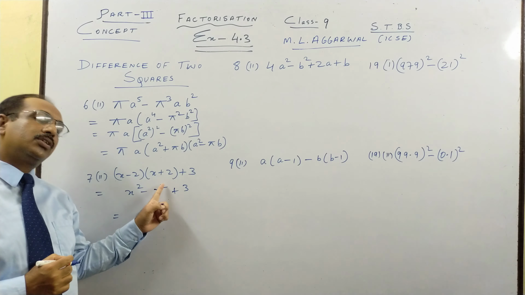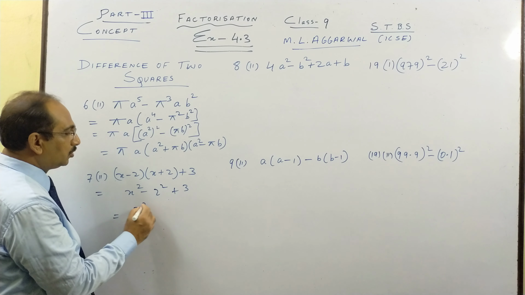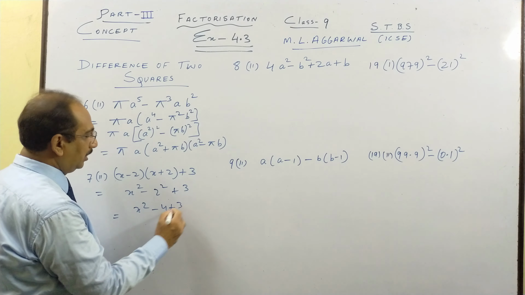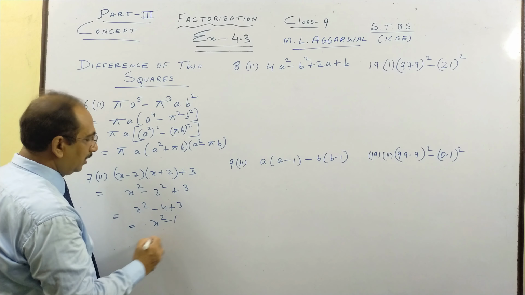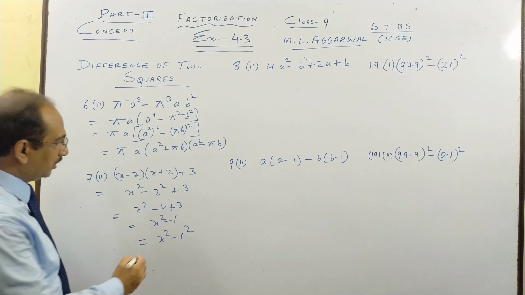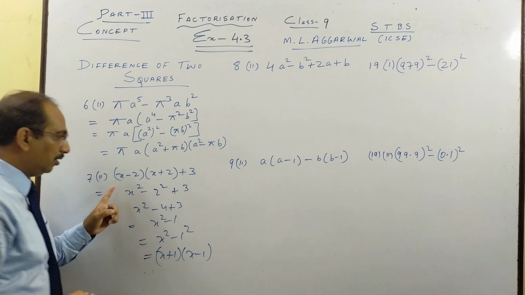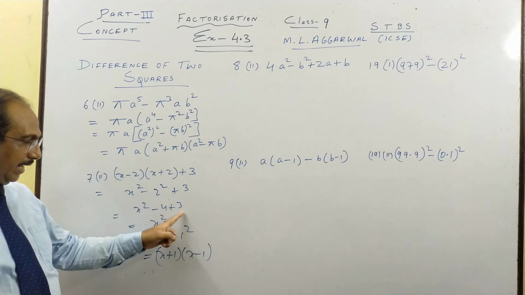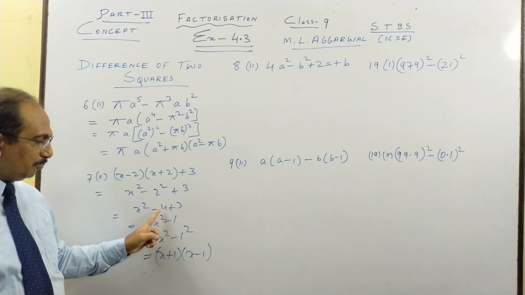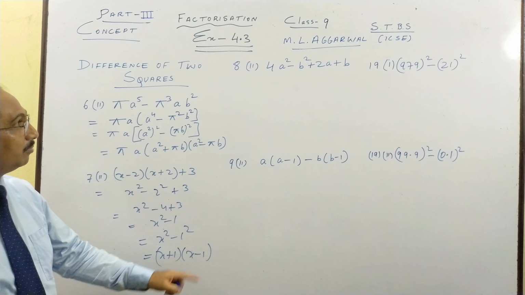You can do it by the traditional method also, but I have used the identity, what we are using. So x square minus 4 plus 3, x square minus 1, which is nothing but x square. 1 can be written as 1 square. So our answer is (x plus 1)(x minus 1). Once more, open it, subtract 3 from 4 and put the sign of the larger. Then this is (a plus b)(a minus b).